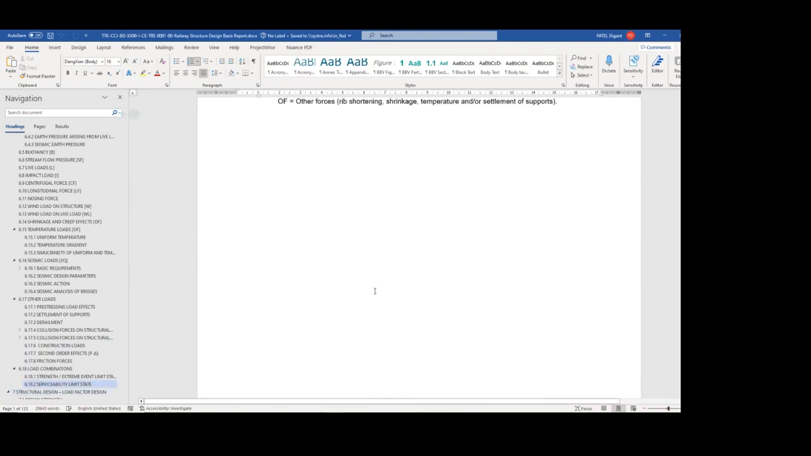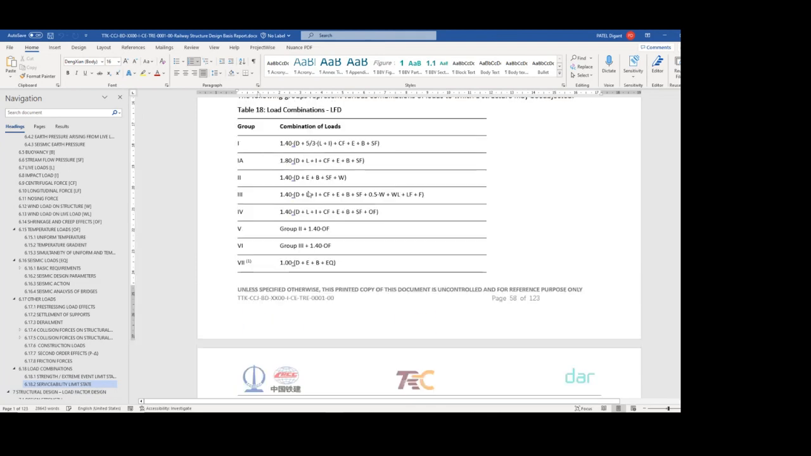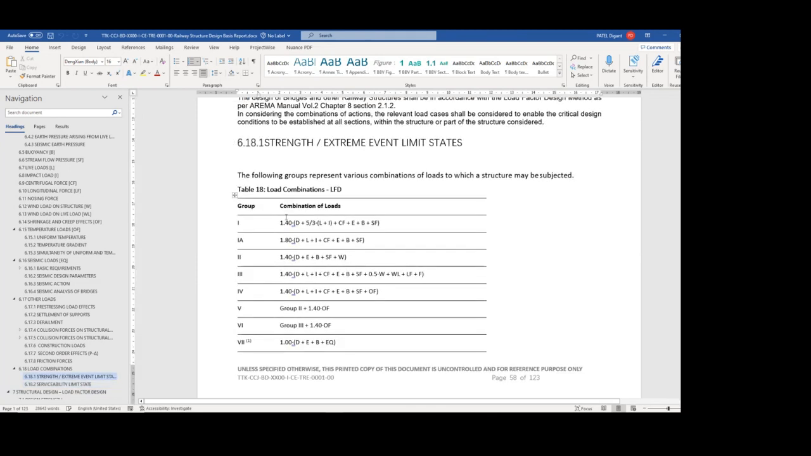They have not given it here, but in other lot 5 DBR, they have explained it. It is simply given here, not an issue. 1.4 dead load plus 1.4 into 5 by 3 equal to 2.33, 2.33 live load plus impact plus centrifugal force plus earth pressure plus buoyancy plus settlement. This way, this is the group number and the corresponding combination of load.